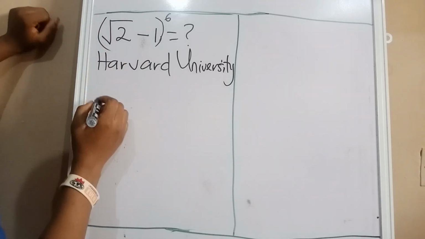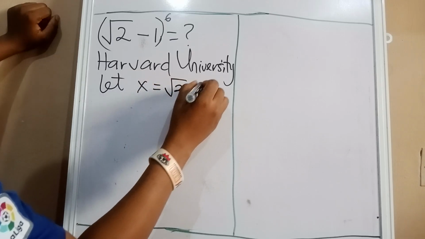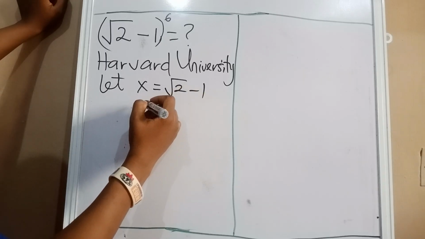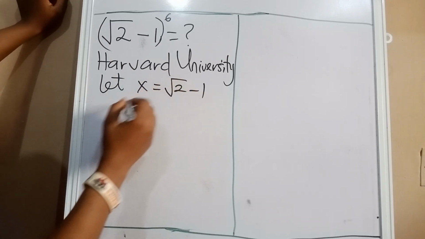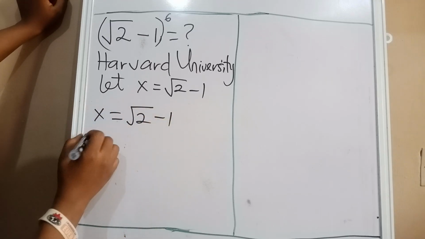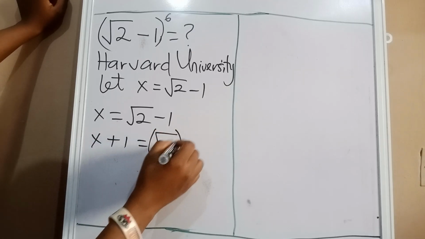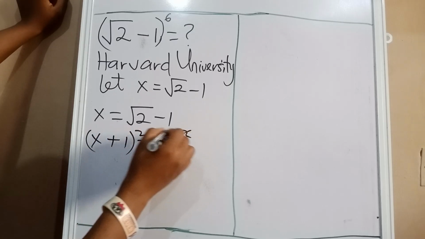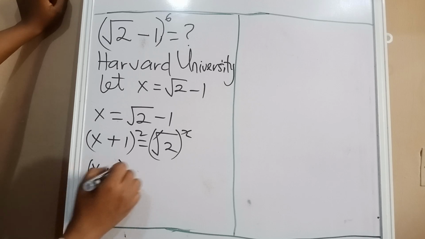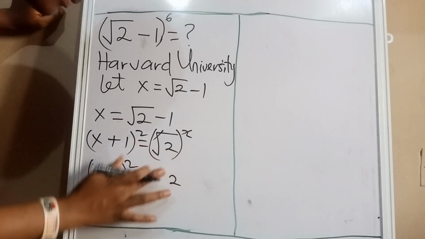So we have this question to solve. The first thing we'll say, let x be equal to square root of 2 minus 1. Okay, so now the next thing we're going to do is move everything to this side and square both sides. So we have x equal to square root of 2 minus 1, x plus 1 equal to square root of 2, and then when we square both sides, this goes, and we have x plus 1 squared equal to the square root of 2 squared, equal to 2, sorry.